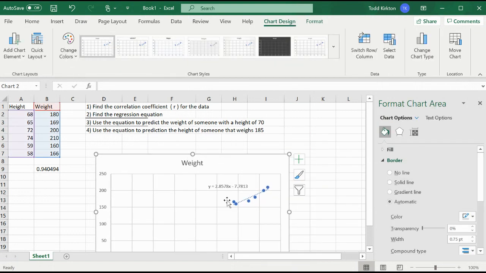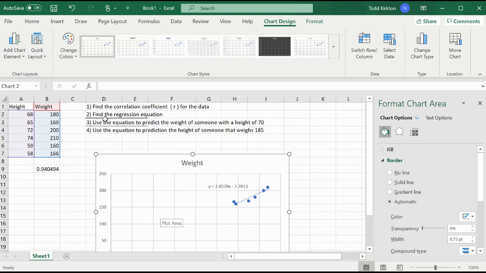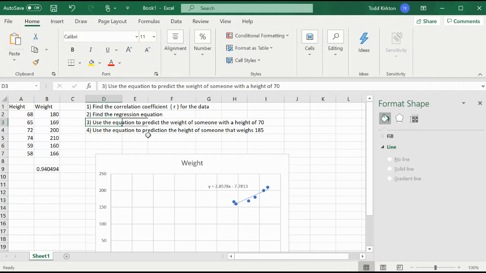And so the slope is the number in front of the x. That means every time x goes up by 1, the graph goes up by about 2.86. And the y-intercept, negative 7.78. That means if we extended this line all the way down here, it would hit negative 7.78. So to use it, you just have to find out, are they giving me x or are they giving me y? So for number 3, we're going to find the weight of someone with a height of 70. So height is the x.